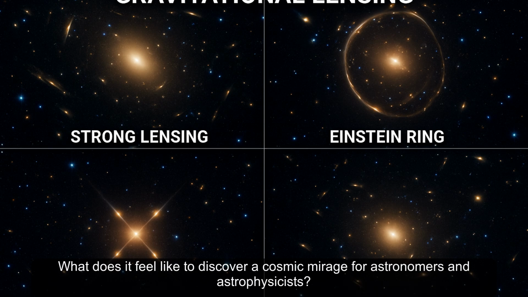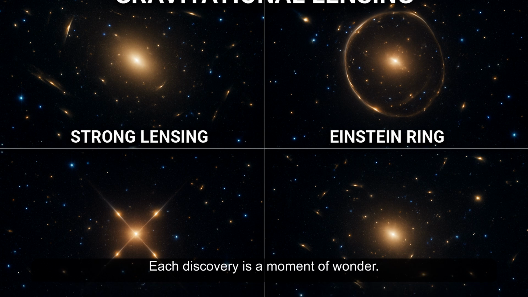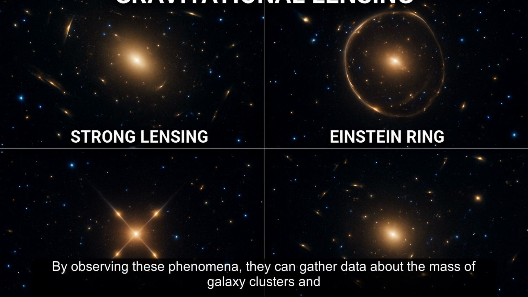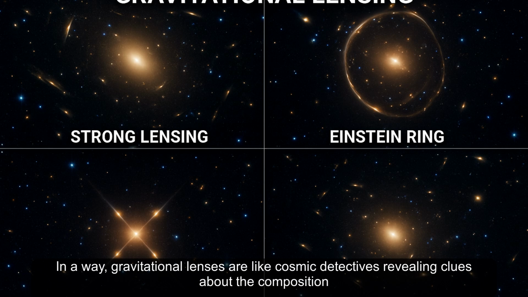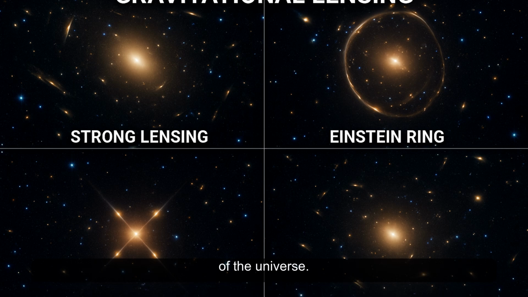What does it feel like to discover a cosmic mirage? For astronomers and astrophysicists, each discovery is a moment of wonder. By observing these phenomena, they can gather data about the mass of galaxy clusters and in turn infer the existence of dark matter, that mysterious substance we cannot see but know is there. In a way, gravitational lenses are like cosmic detectives, revealing clues about the composition of the universe.